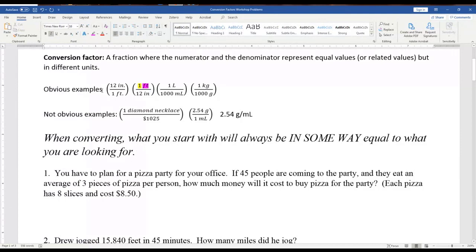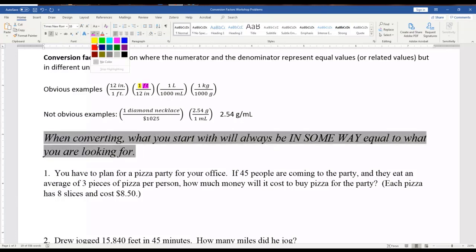That seems to be one of the most difficult things about converting, that when students are using conversion factors and trying to solve a particular problem, they don't know what to start with. You start with something that is in some way equal to what you're looking for. I'm actually going to go ahead and highlight this because this is a really important point.